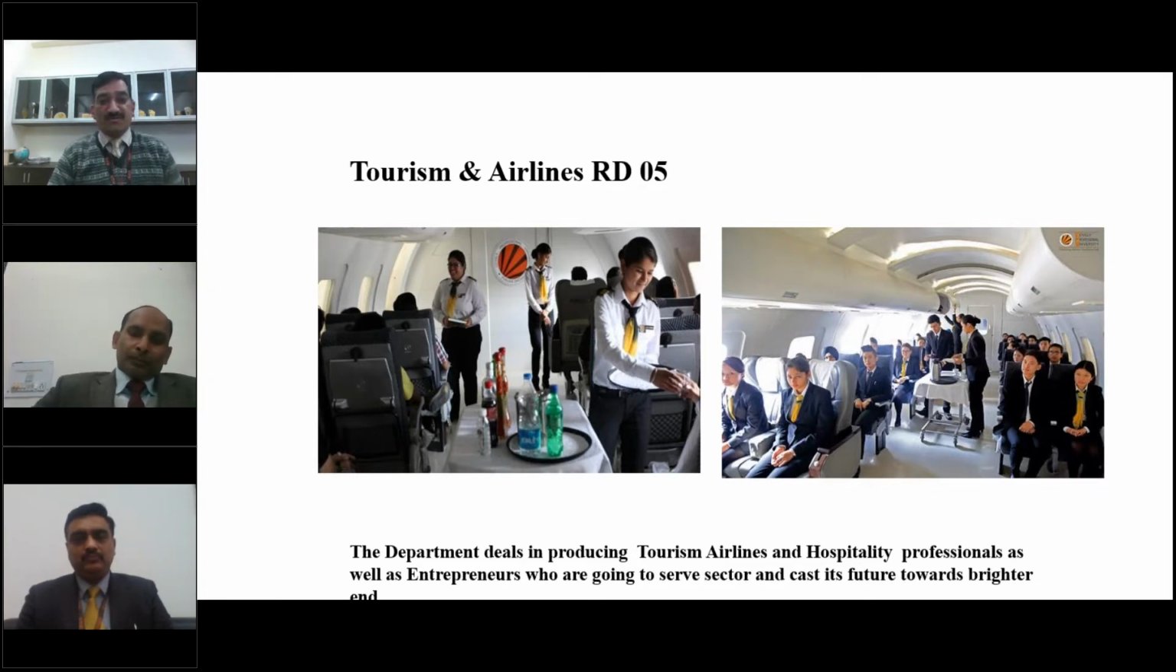In the next slide, we will discuss RD05, which is our core major area of tourism and airlines. This particular department is going to be headed by Dr. Sandeep Walia sir. In this domain area, students will get hands-on experience in airline operations.